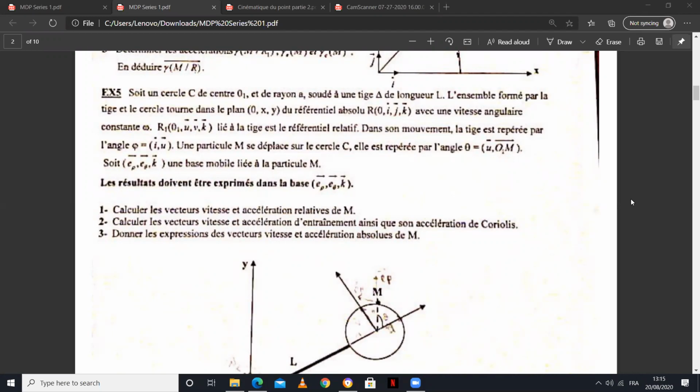O1. O1, yes. O1 is the origin of our repère relatif. So what's going to be our vector position? We'll be moving from the origin to the point M. From the origin to the point M. So the vector is going to be... UVK. The vector from the origin to the point M is going to be what?